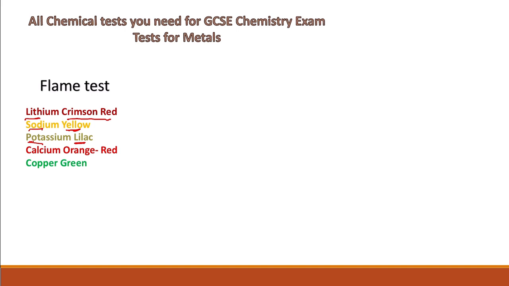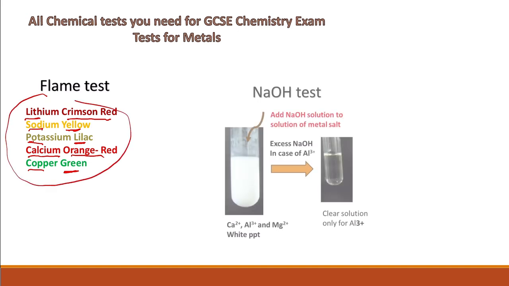Potassium will give you a lilac flame, calcium will give you orange-red, and copper will give you green. You need to memorize these colors.